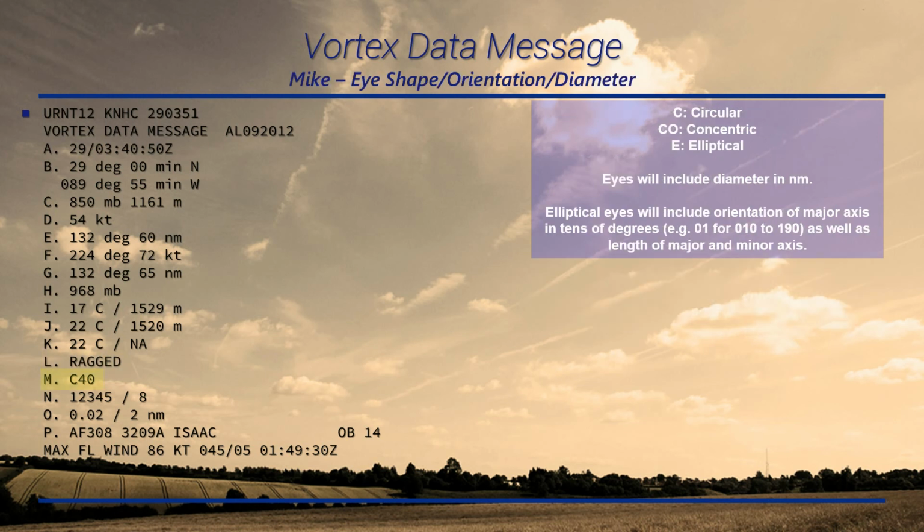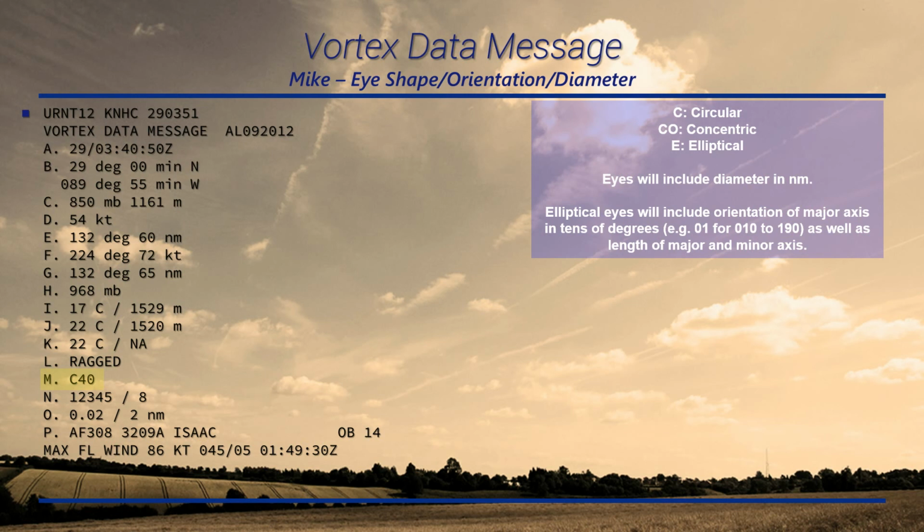Item Mike, this is going to be the shape, orientation, and diameter. So this gets a little crazy. We'll start off though. The simple one is a circular eye, a perfect round eye. We'll just put C and then the diameter of that eye. So in this particular case, this was a circular eye, 40 nautical miles in diameter.